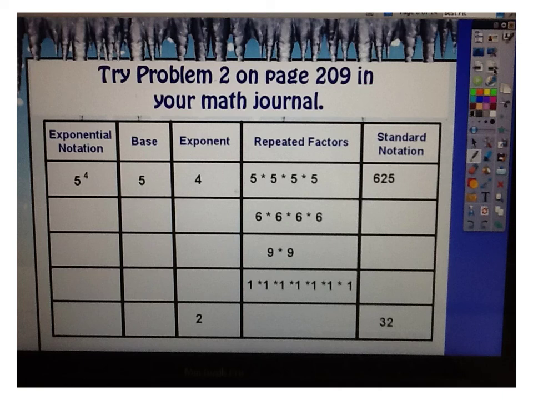All right, this is going to be on page 209 in your math journal, which I'm going to be looking at in just a few moments.